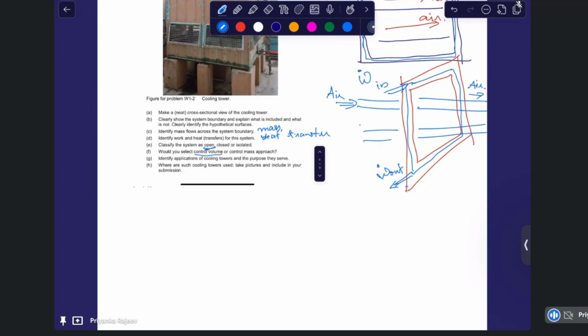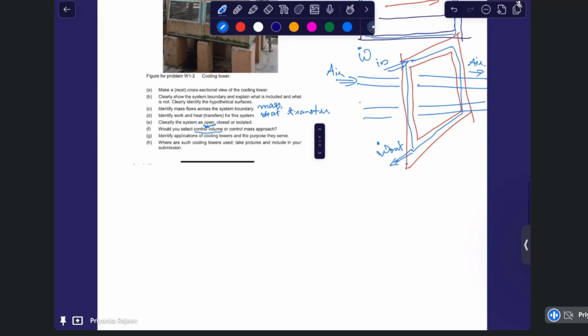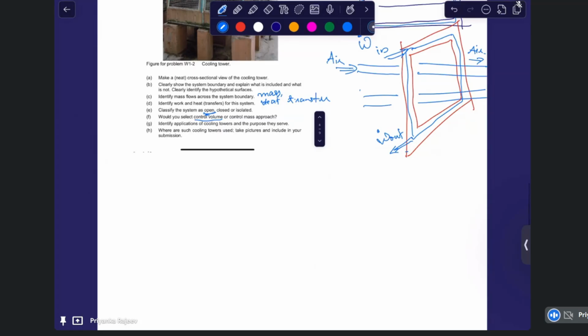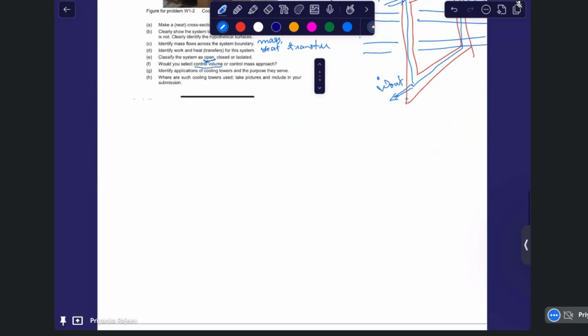Then identify applications of cooling towers and the purpose they serve. We use cooling towers mostly in power plants, then HVAC systems like ventilation and air conditioning systems, and then industrial cooling for some purposes. Cooling towers are used in thermal power plants and chemical factories. Those are the places where we use cooling towers. Next question.